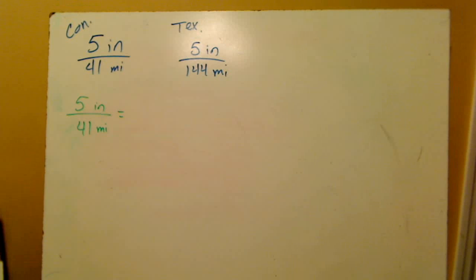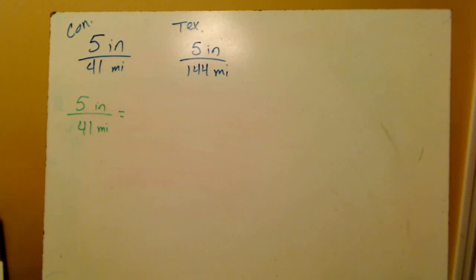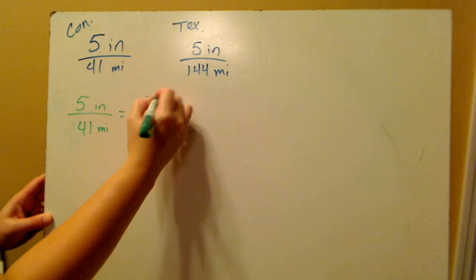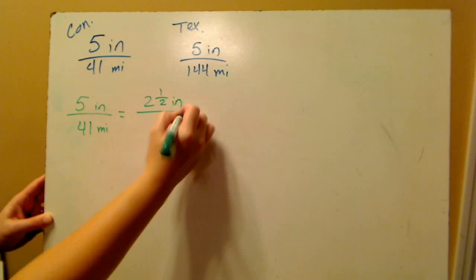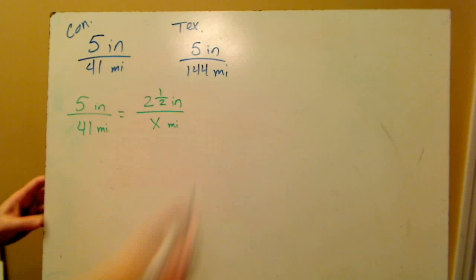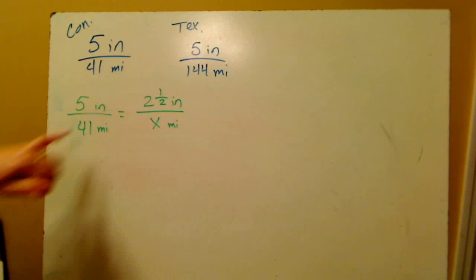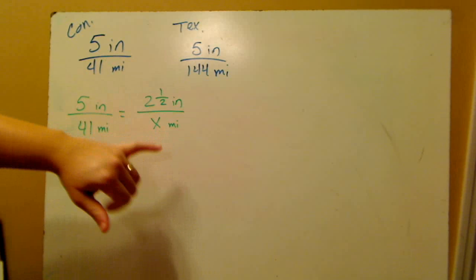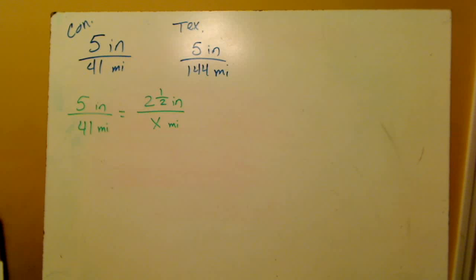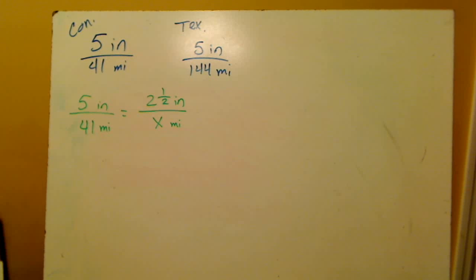When you set up any types of fractions with units, you need to make sure the units are aligned with one another. So the other piece of information it tells us is represented by 2 1/2 inches. Here I have inches represented on the top, so I'm going to have inches represented on the top for my second fraction. So I have inches aligned with inches, miles aligned with the unknown mileage that I still have to figure out. Because again, our question says, what is the distance in miles?